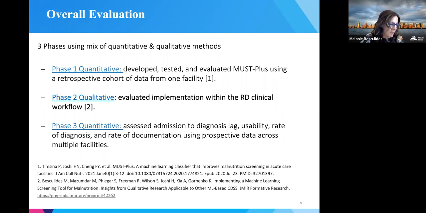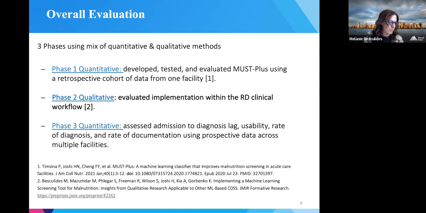So we used 8,500 patients in a retrospective cohort with a training set and a test set. And we found that MUST Plus was superior to MUST, which is the traditional tool. Also, I'd like to point out that MUST Plus, and you'll see this later, is rerun at regular intervals, where the traditional MUST is only done once. So we have that advantage.